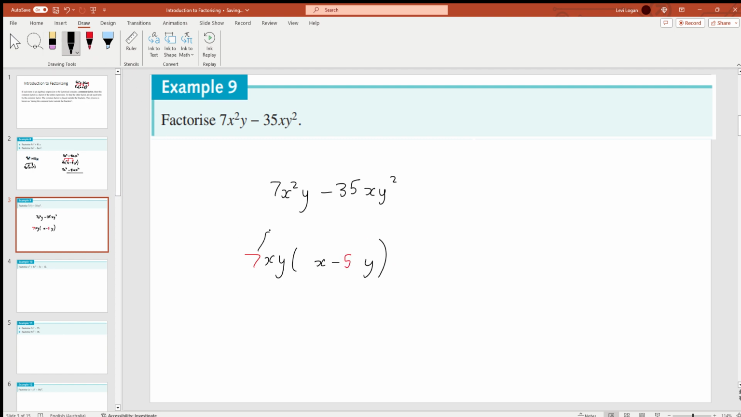Now we can double check. If I multiply this back out, will I get the expression above? So I'll get 7x squared y for that first term, and then for the second term we'll get 35xy squared. Yep, so that's everything. That's fully factorized there. Let's move on to the next example.